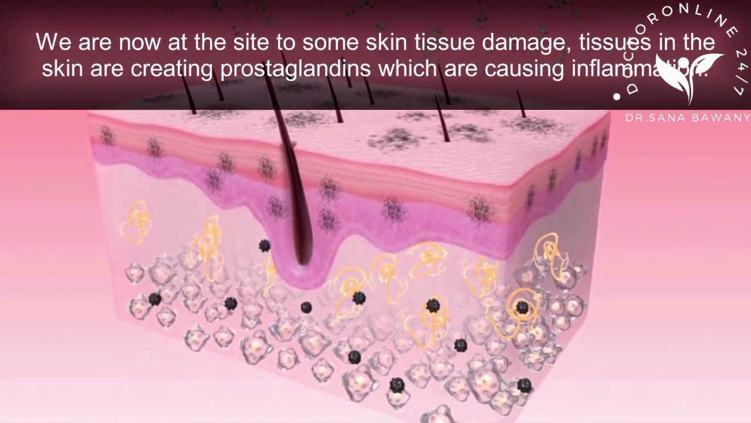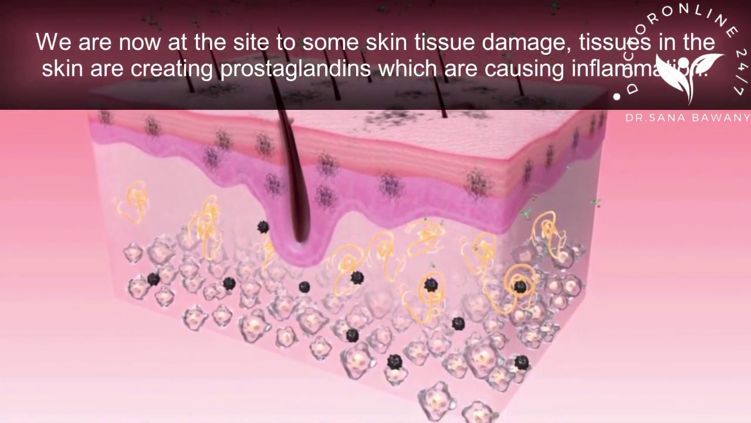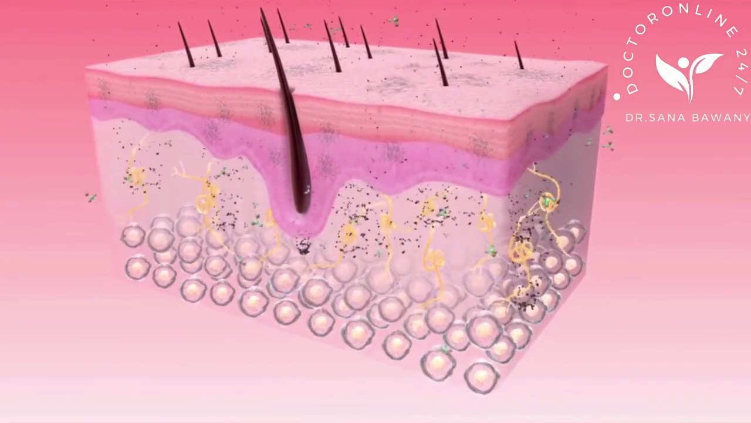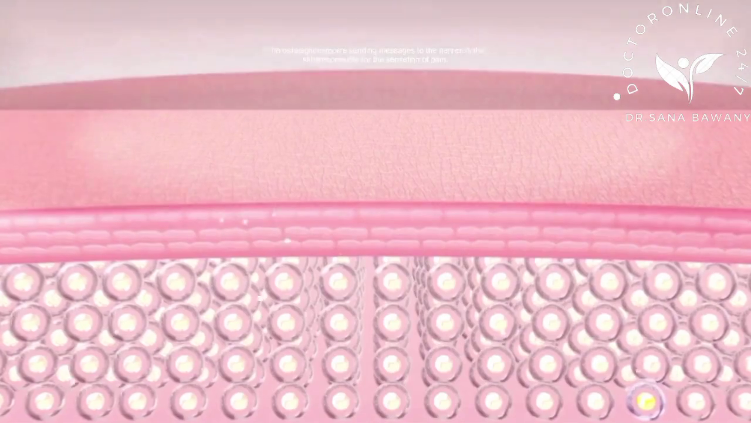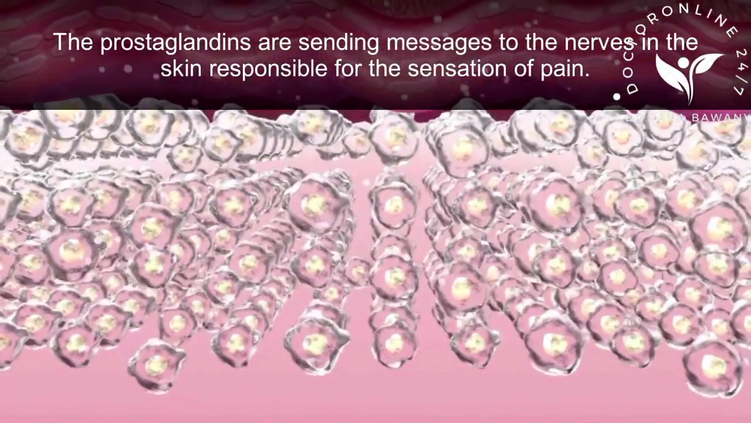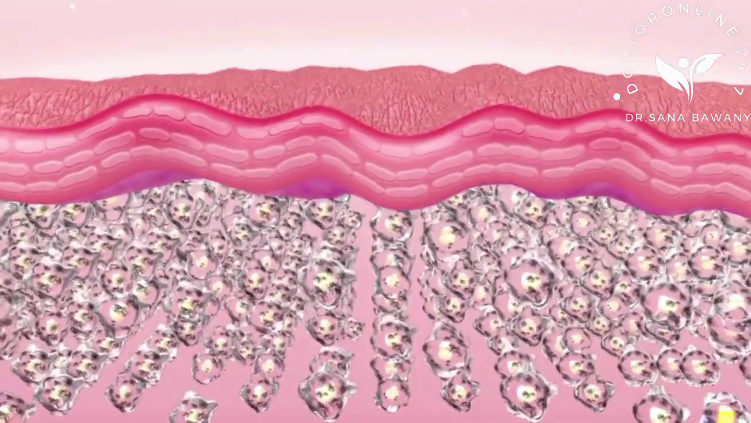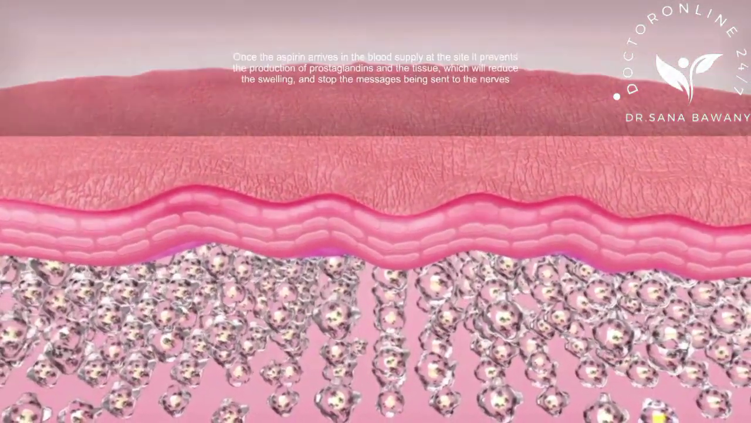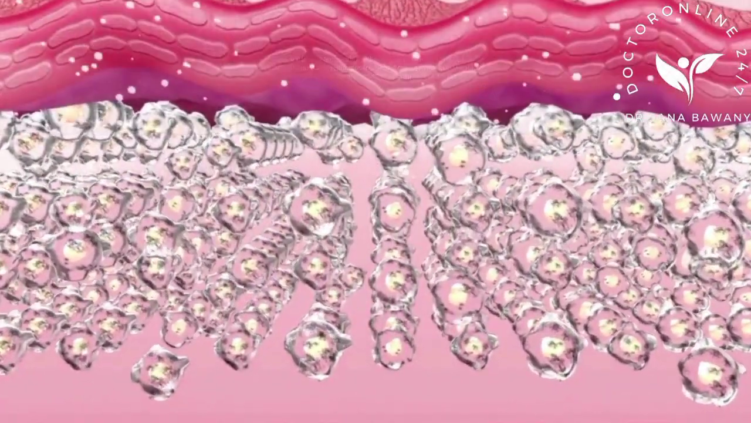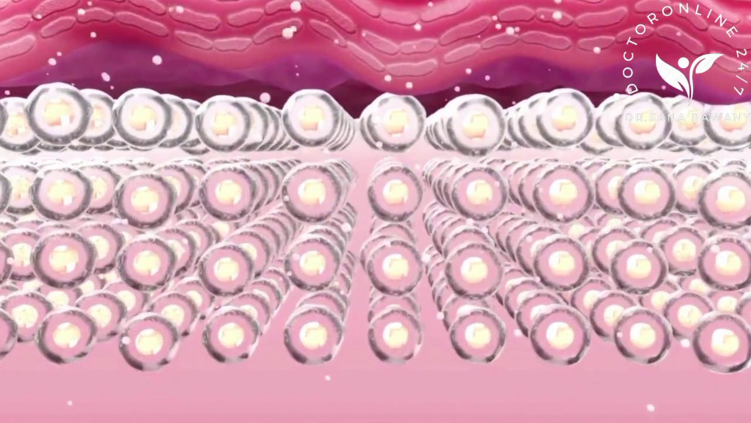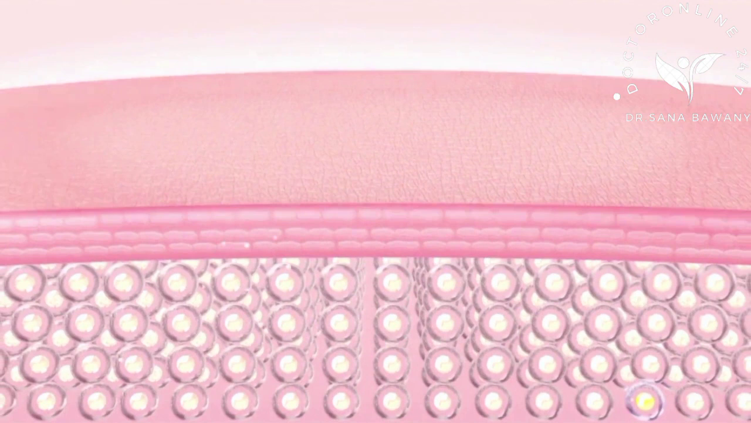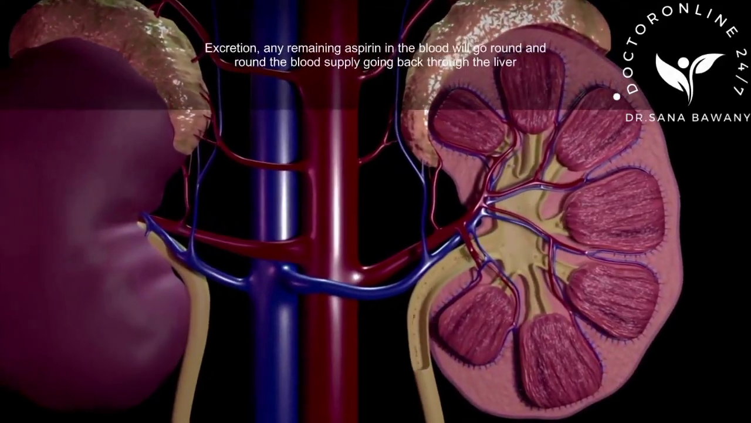We are now at the site of some skin tissue damage. Tissues in the skin are creating prostaglandins which are causing inflammation. The prostaglandins are sending messages to the nerves in the skin responsible for the sensation of pain. Once the aspirin arrives in the blood supply at this site, it prevents the production of prostaglandins in the tissue, which will reduce the swelling, and stop the messages being sent to the nerves that cause pain.